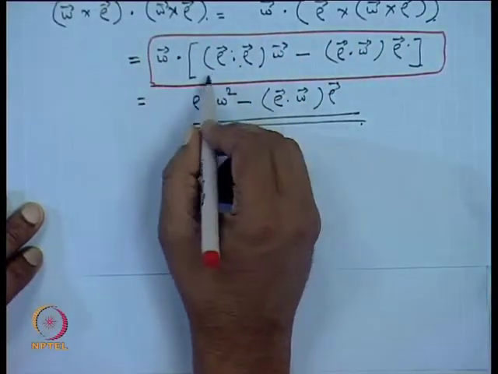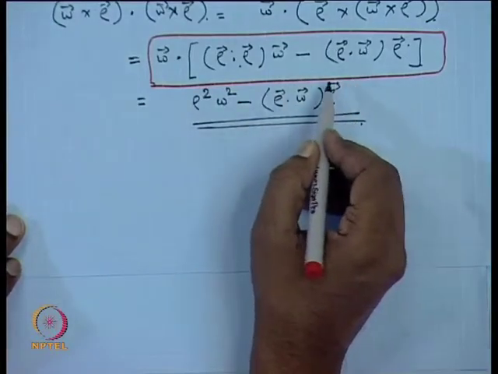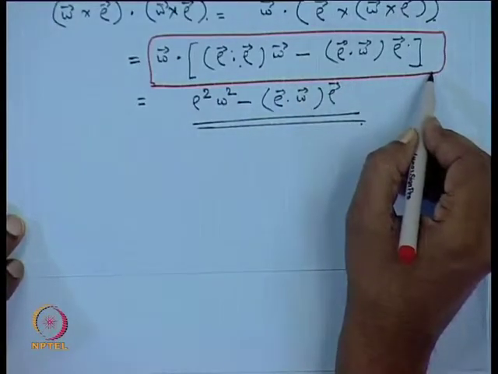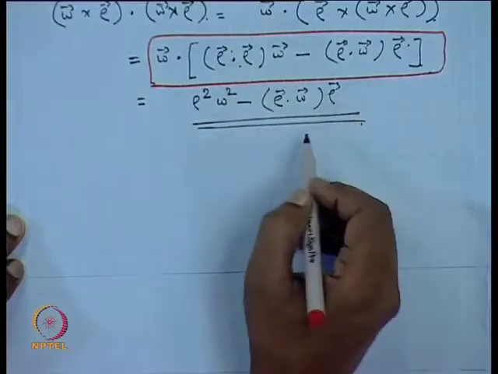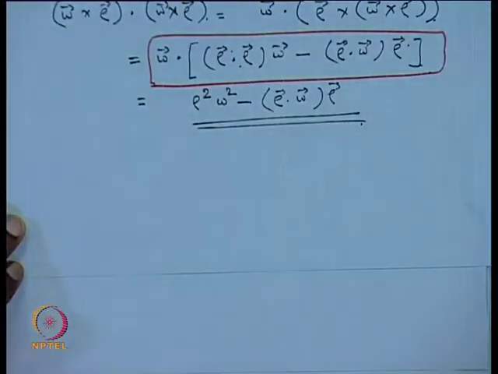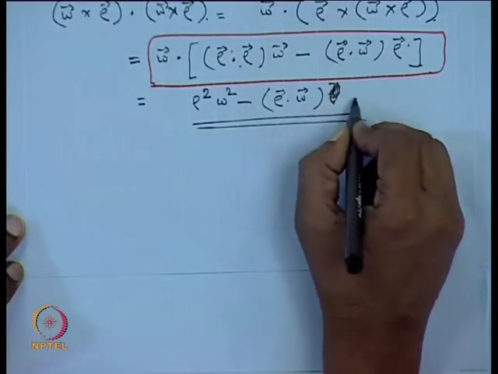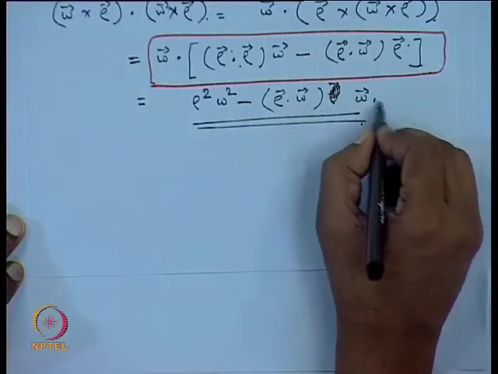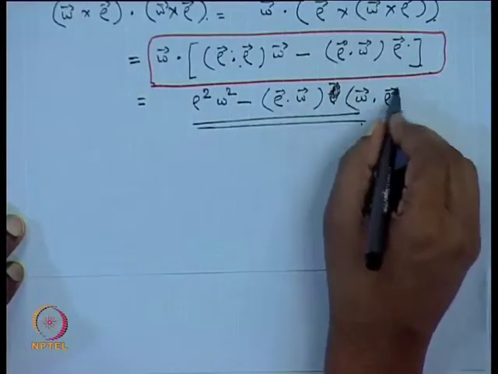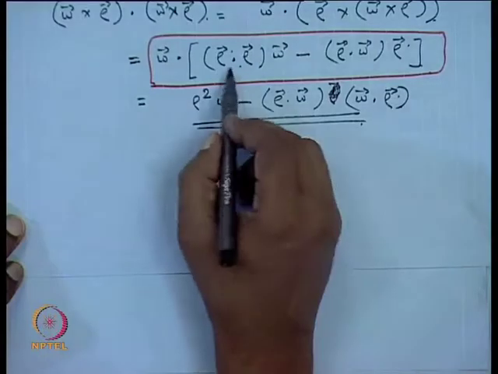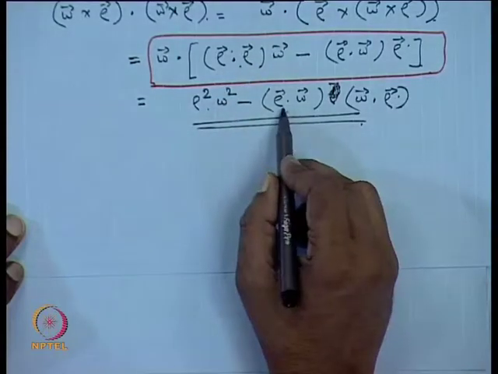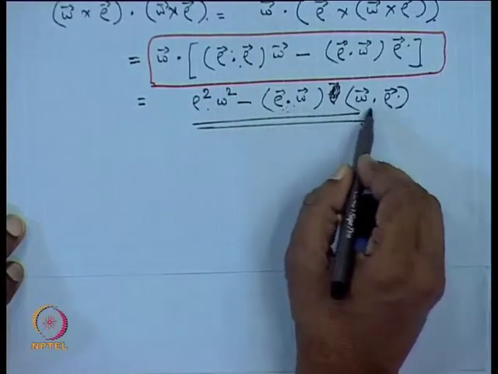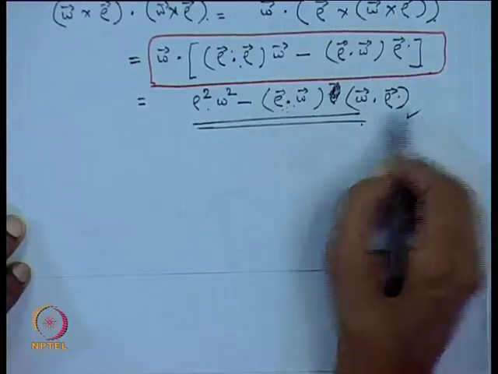So, this relationship we are going to utilize later on. Here we are missing the term omega dot rho squared. This is rho dot omega times omega dot rho, or rho dot omega squared, it is the same. Okay.